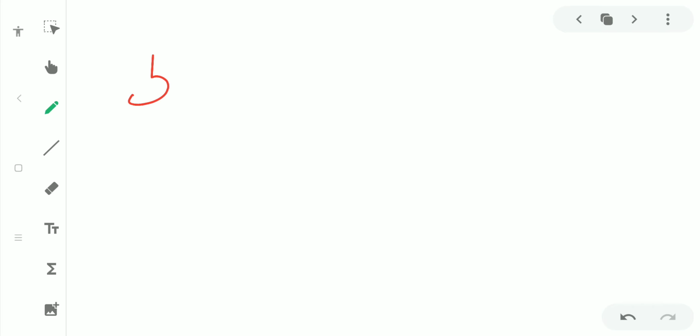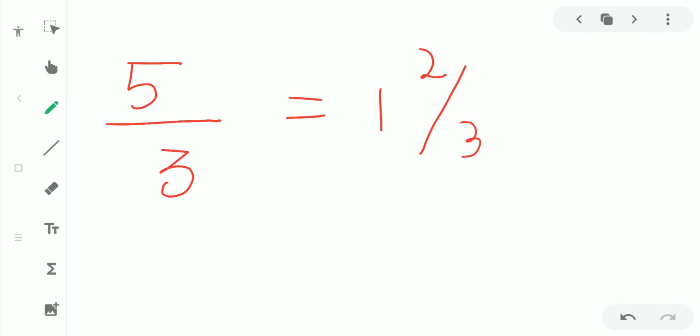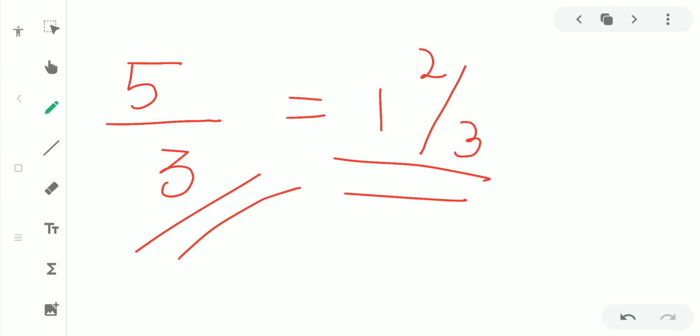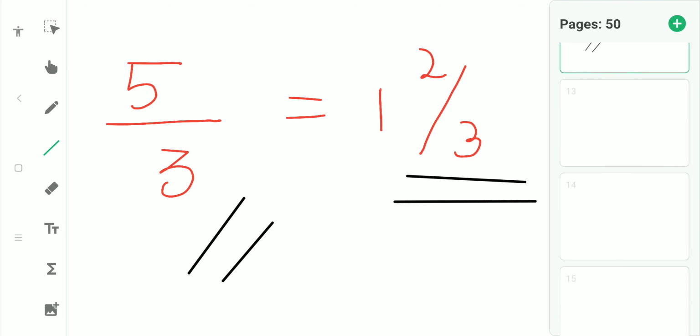So the final answer will be 5 by 3. Or you can convert it into a mixed fraction also, 1 2 by 3. Any answer is correct here. Let us go on to the next question.